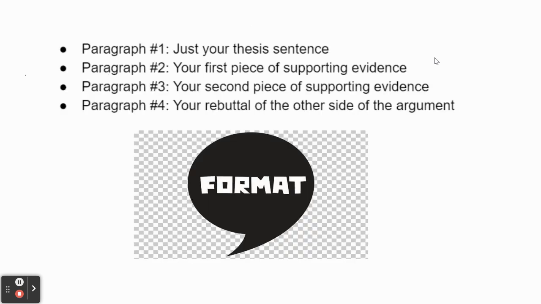All right. This is going to be 4 paragraphs and not even necessarily 4 paragraphs, because paragraph 1 is just going to be a singular sentence. It's going to be your thesis sentence. Paragraph 2 is going to be your first piece of supporting evidence to support your opinion.